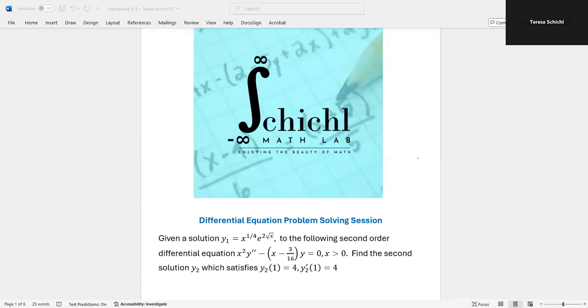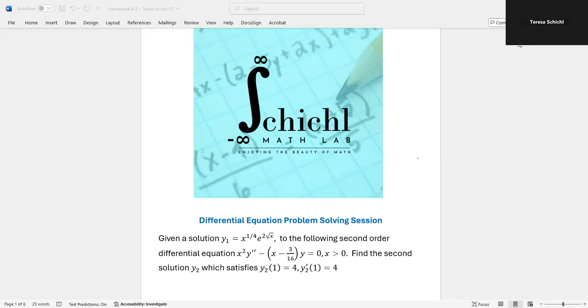Hi, welcome to the Shuko Math Lab differential equation problem solving section. Today we're going to work on this problem by using the reduction method, which is how to find the second solution for a second order differential equation when one solution is given.